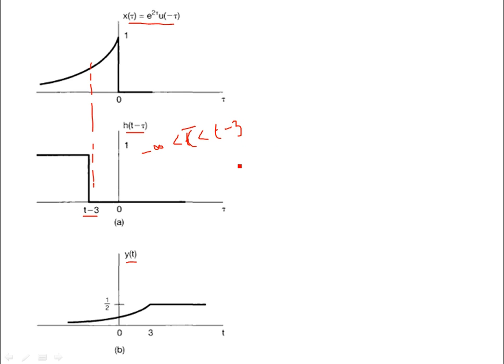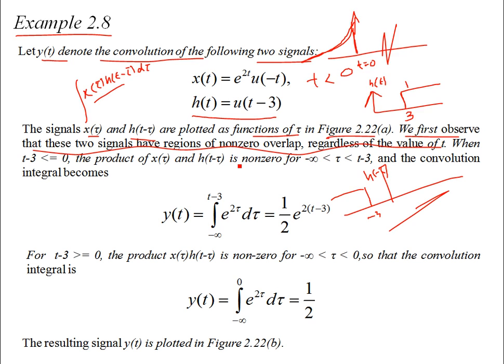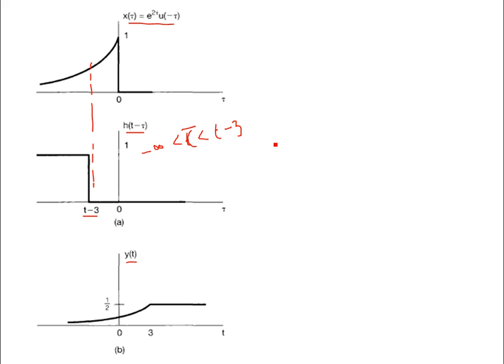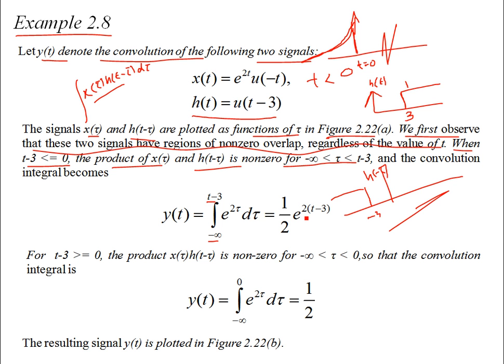So again, for this range, when t minus 3 is less than or equal to 0, the product x(τ)h(t−τ) is non-zero from minus infinity to t minus 3, and the convolution integral becomes, if you consider this range up until t minus 3 as written over here, this is the result. This is 1/2 e^(2(t−3)). This is when t minus 3 is less than or equal to 0.